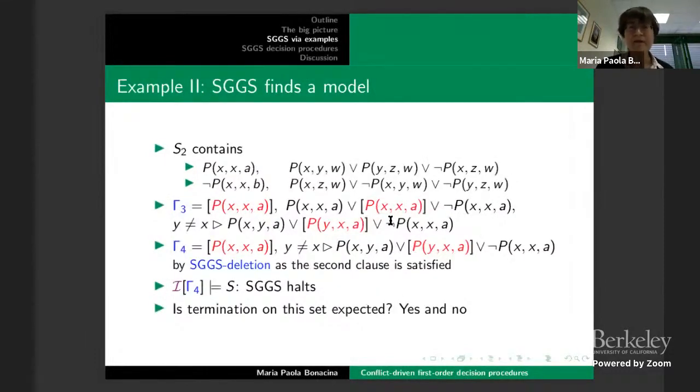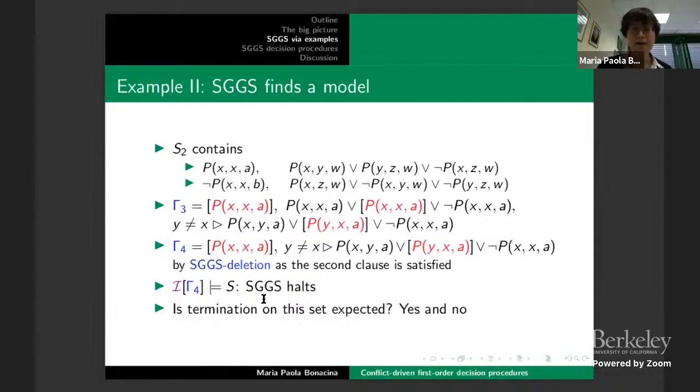But now, this second clause is satisfied because in the interpretation induced by this trail, Pxxa is true, and therefore all ground instances of this clause are true, and therefore we can remove it. And we are left with these 2 clauses, which basically means that the final interpretation satisfies all negative literals except the literal where the third argument of P is A, because this clause captures those where the first and the second argument are equal, and this clause captures those where the first and the second argument are different.